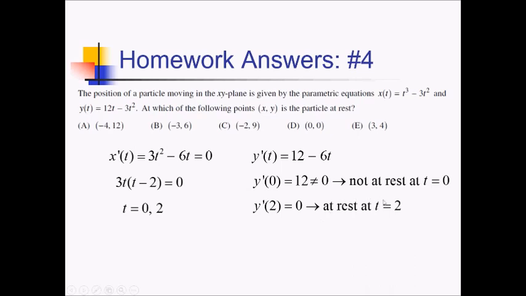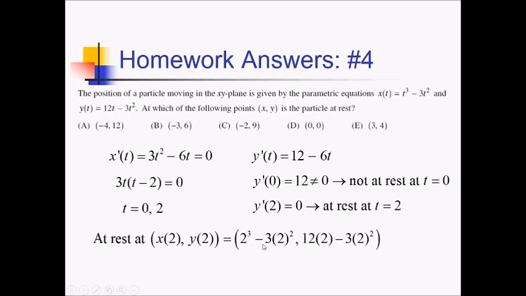So we know our particle is at rest at time 2. Now we have to plug 2 into our x and y parametric functions to get the actual x and y values. So we need x of 2 comma y of 2. That's going to be 2 cubed minus 3 times 2 squared, comma 12 times 2 minus 3 times 2 squared. So this is 8 minus 12, which is negative 4. And over here we've got 24 minus 12, so that's going to be 12. Negative 4 comma 12 gives us choice A.